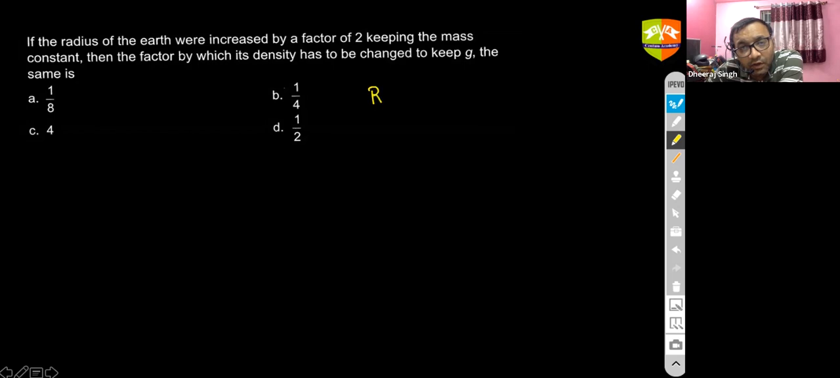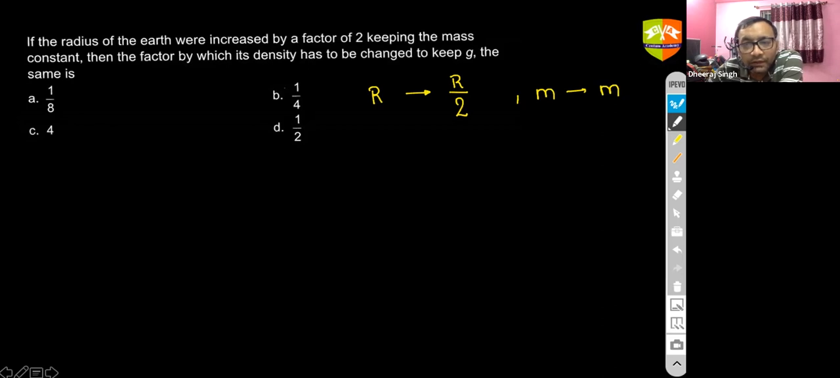Radius got reduced to R by 2 and mass is constant. No, radius is increased. Mass is constant. Then by what factor does the density have to be changed so as to keep g the same? What is g? g is capital G M divided by radius of the planet square. Increase by a factor of 2, keeping the mass constant. Okay, mass is constant, but density can be changed.